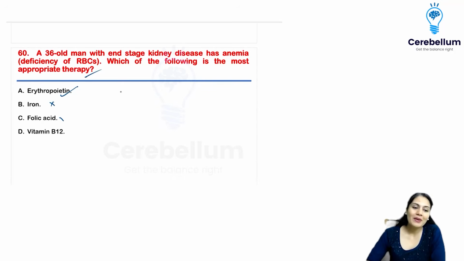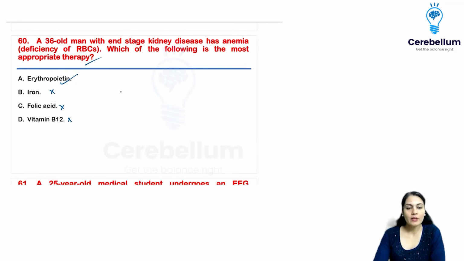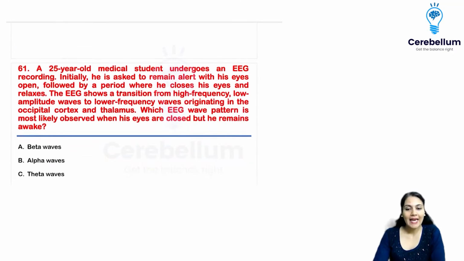It is not related to iron or folic acid or vitamin B12. This anemia is because of the lack of erythropoietin, which is not able to stimulate my bone marrow to produce the RBCs. So please remember, the answer over here is option A.